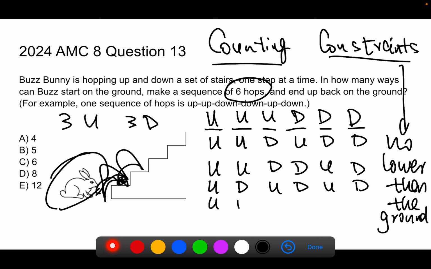Or up, down, up, up, down, down. Finally, you can also try up, down, down, up, up, down. Now my question to you. I find 6 ways to do this, but one of them does not work. Can you find out which one does not work? Again, remember, the bunny cannot dig a hole on the ground.